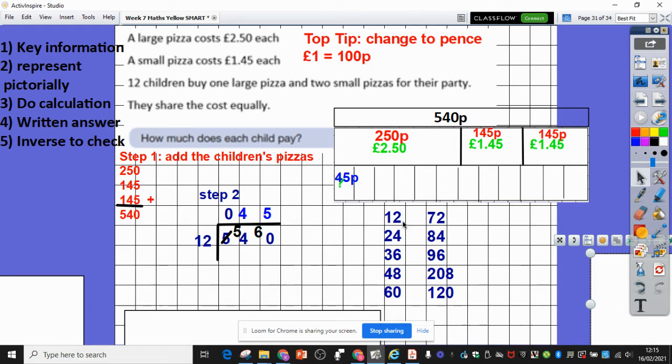So I've got my 1 times, 5 times, and 10 times, and then I can start to add and calculate the rest of the times tables. And that's going to help me to calculate this.